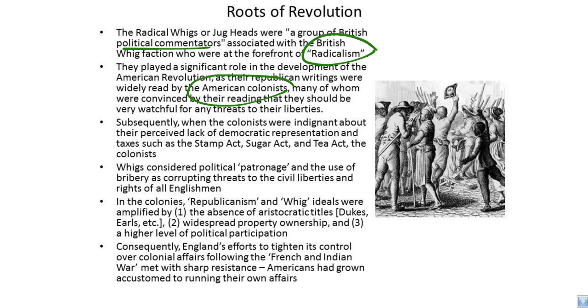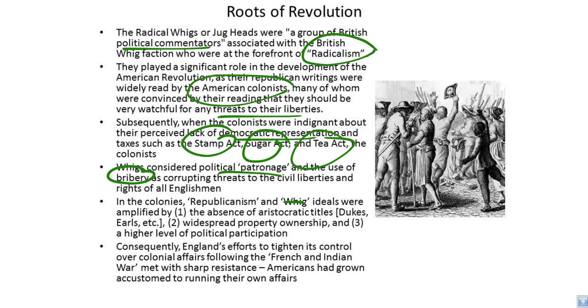As their Republican writings were widely read by the American colonists, many of whom were convinced by their reading that they should be very watchful for any threats to their civil liberties. So when the colonists were indignant about their perceived lack of democratic representation and taxes such as the Stamp Act, the Sugar Act, and the Tea Act, basically the colonists were very leery about these threats. Whigs considered political patronage and the use of bribery as corrupting threats to the civil liberties and rights of all Englishmen.